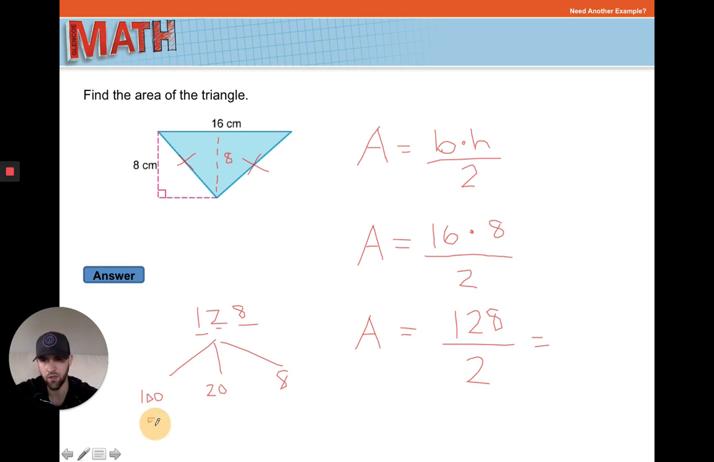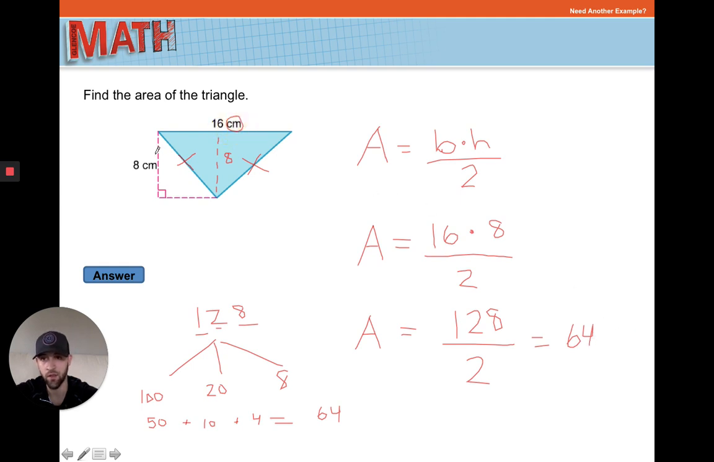Half of 100 is 50. Half of 20 is 10. Half of 8 is 4. If I just add all those things up, I should get half of 128. That is 64. My answer in this case, 64. They do give us units in this case.